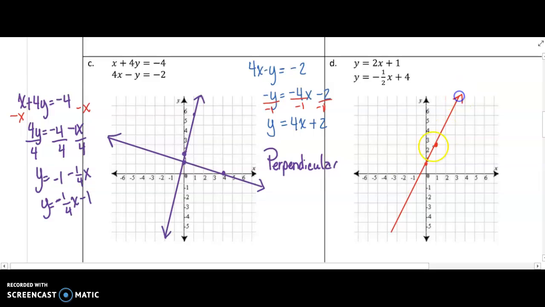There's that one. And then I have negative 1/2 x plus 4. There's my y-intercept. And I'm going to go down 1 and over 2. So this is a negative 1 over 2, right? So I'm going to go down 1 and to the right 2. That's my rise over run, right? So from here, down 1 to the right 2.